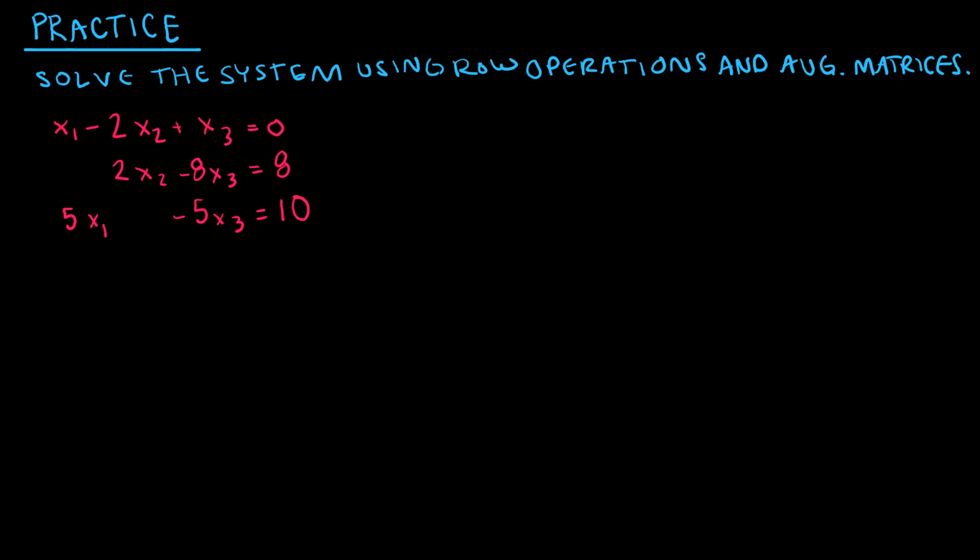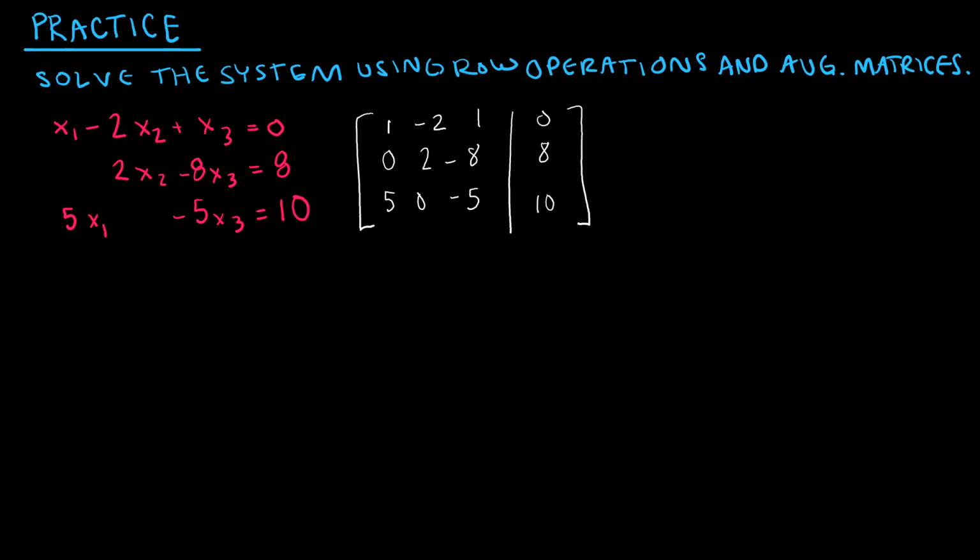So again, the first thing I would do is write this as an augmented matrix. So I have 1, negative 2, 1, 0. I have 0, 2, negative 8, 8. And I have 5, 0, negative 5, 10. And I already have a 1 exactly where I want it, and I have a 0 just below it, and I would like that 5 to be a 0 as well.